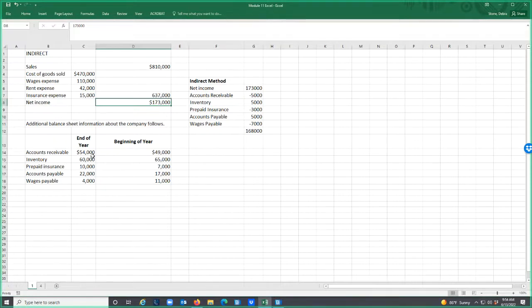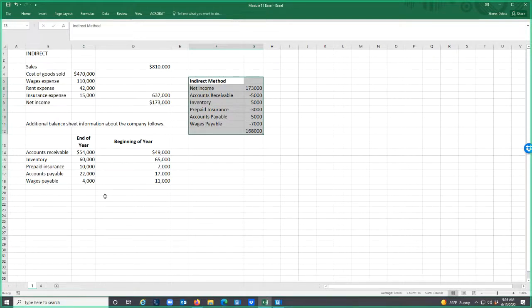They also give us balances from the balance sheet at the beginning and end of the year for the accounts that we need to consider that will impact cash. What we're going to do is look at the difference between these accounts and how that affected cash. So for example, accounts receivable, the difference in accounts receivable means what? And we're going to look at this column right here when we're doing this.